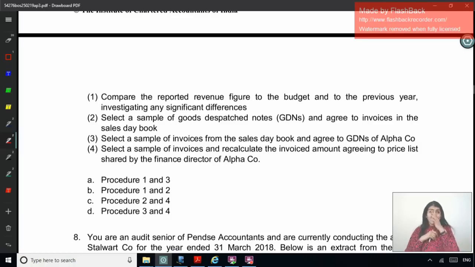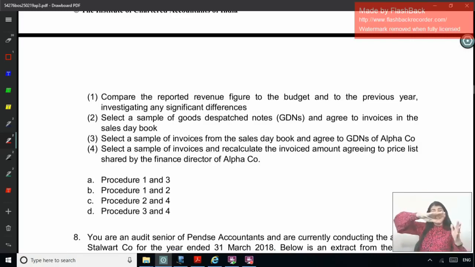Right, so you have to check whether the sales transaction has really taken place. So starting point, take a sample of the goods dispatch note and agree to the invoices in the sales day book. Okay, third one, select a sample of invoices from the sales day book and agree to GDNs of Alpha company. I think procedure number three is more correct.